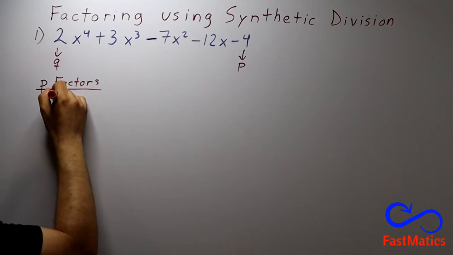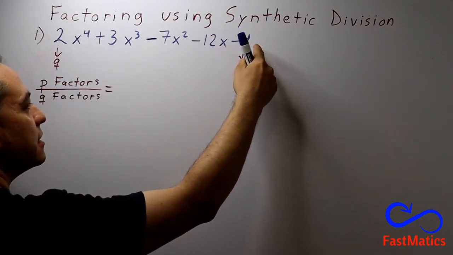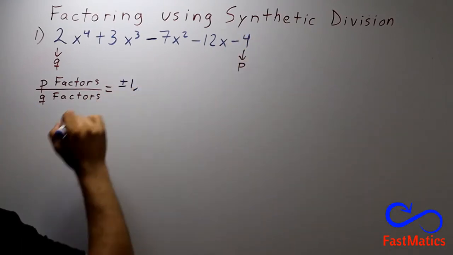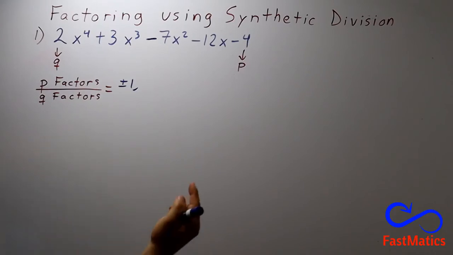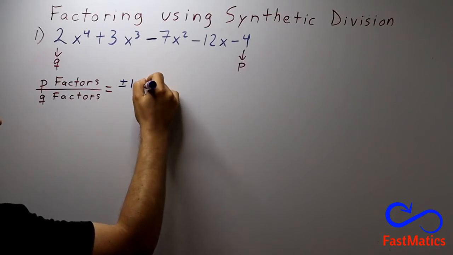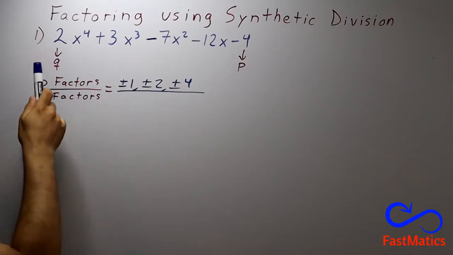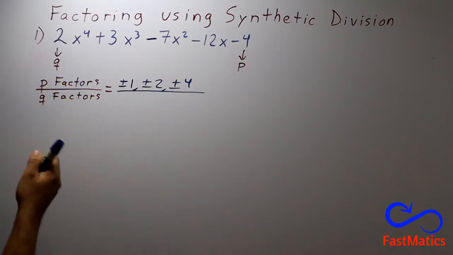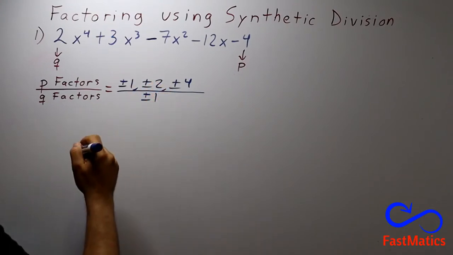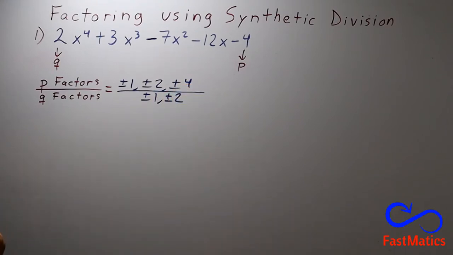and q factors. That is, what are whole numbers that multiplied give us 4, positive and negative 1, because 1 times 4, 4. Positive and negative 2, and positive and negative 4. Now, whole numbers that multiplied give us 2. 1, because 1 times 2 is 2. And 2, because 2 times 1 is 2.